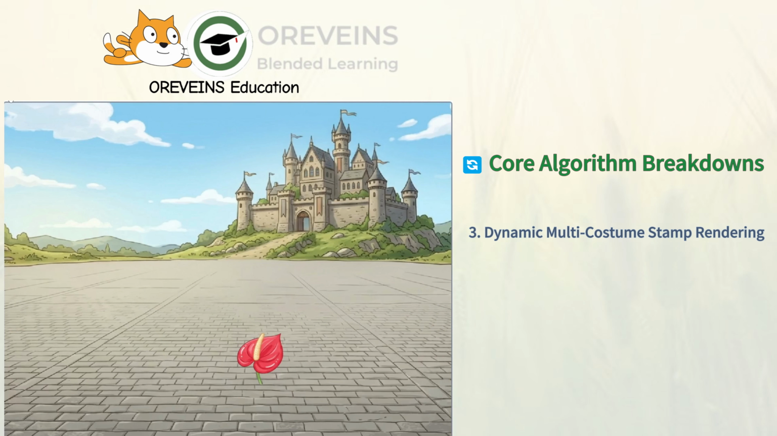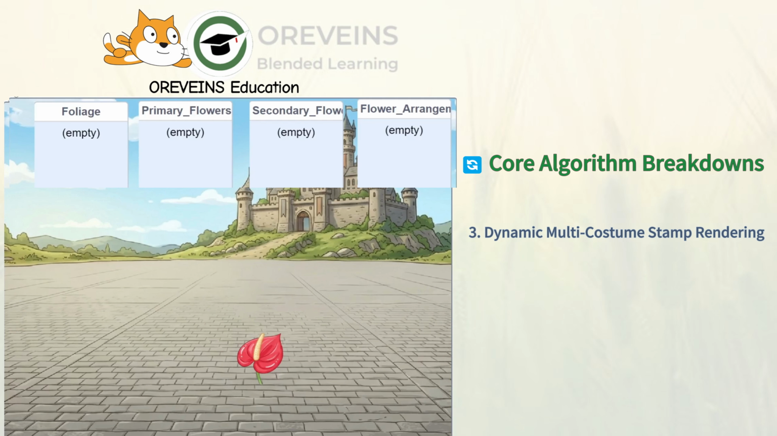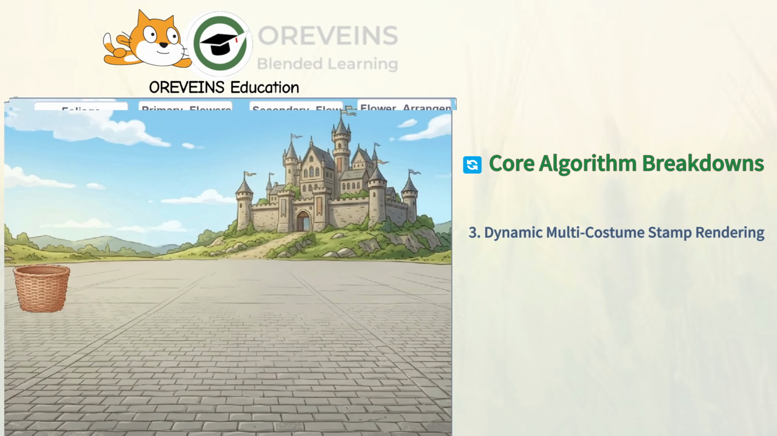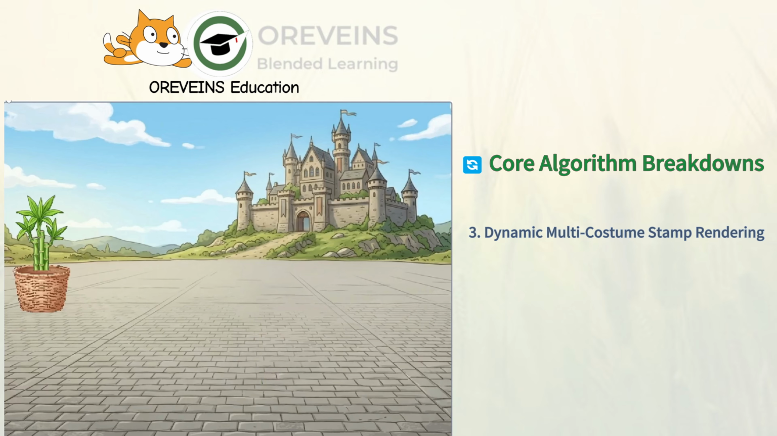3. Stamp layering and 3D spatial offset rendering. Inside the innermost loop, once our 3 index pointers have selected a unique combination, we create the visual magic. We move the sprite to the current position and stamp the basket base. Then, we slightly adjust the Y position upward to stamp the foliage layer, adjust again for the primary flower, and once more for the secondary flower. These small vertical offsets create a beautiful, layered, 3-dimensional effect.